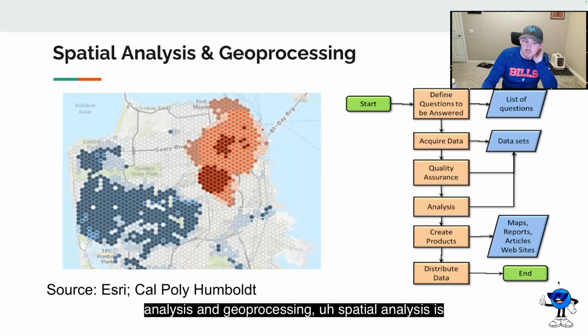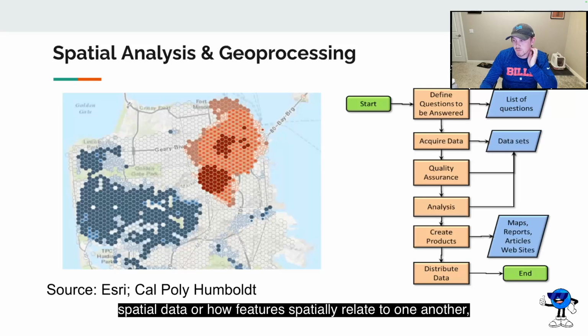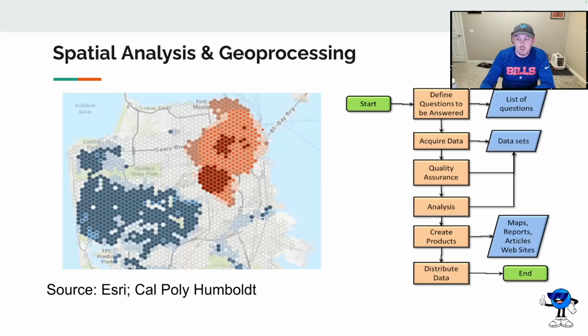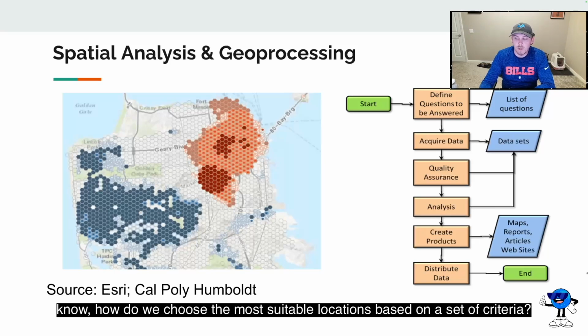Spatial analysis and geoprocessing. Spatial analysis is the examination of the characteristics or features of spatial data, or how features spatially relate to one another. Basically, how many objects of a particular type are within a certain distance of a particular location. How do we choose the most suitable locations based on a set of criteria?